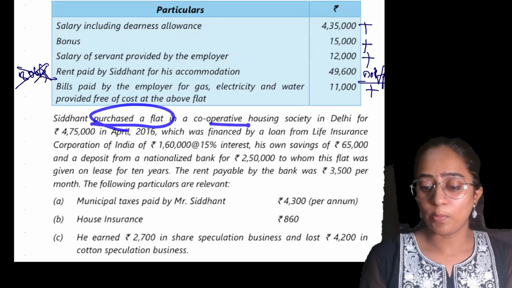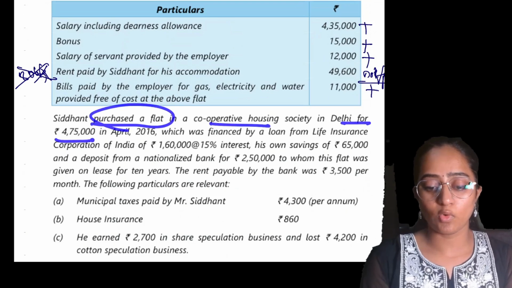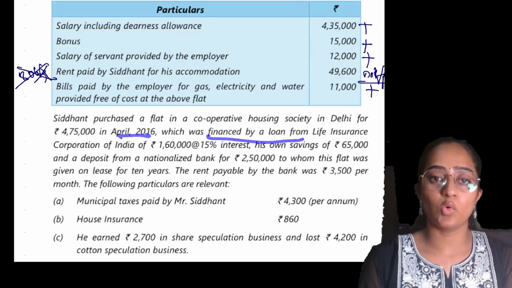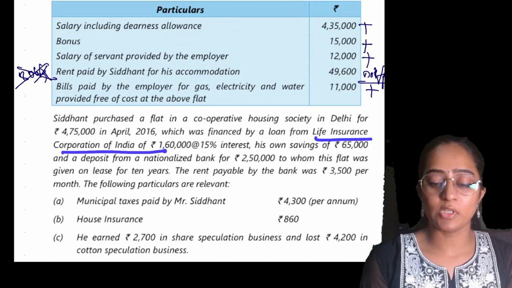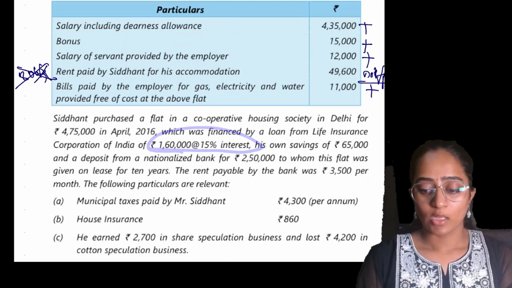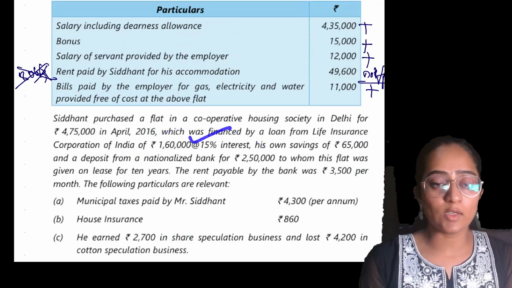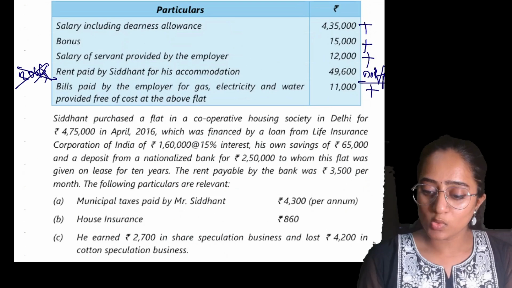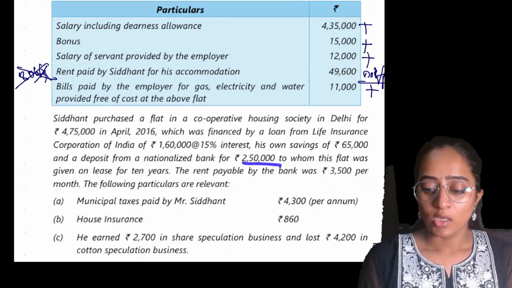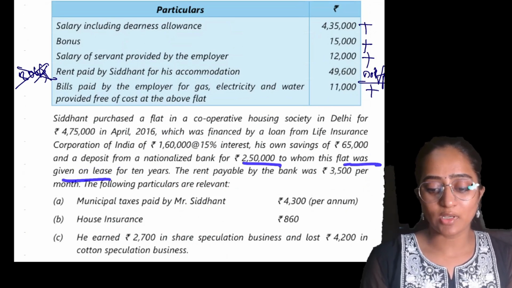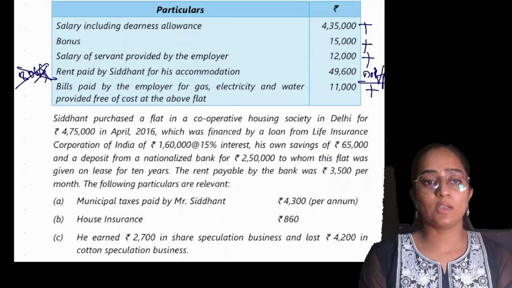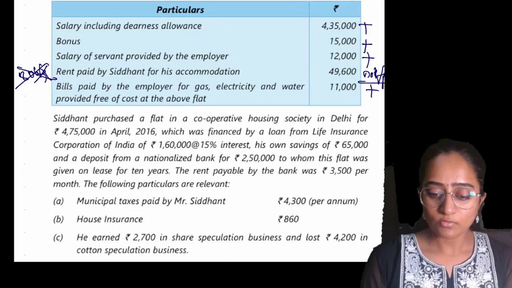Siddhant purchased a flat in a Cooperative Housing Society in Delhi for 4,75,000 in April 2016, which was financed by a loan from Life Insurance Corporation of India, 1,68,000 at 15% interest, his own savings of 65,000, and a deposit from a nationalized bank, 2,50,000, to whom this flat was given on lease for 10 years. The rent payable by the bank was given at the rate of 3,500 per month.